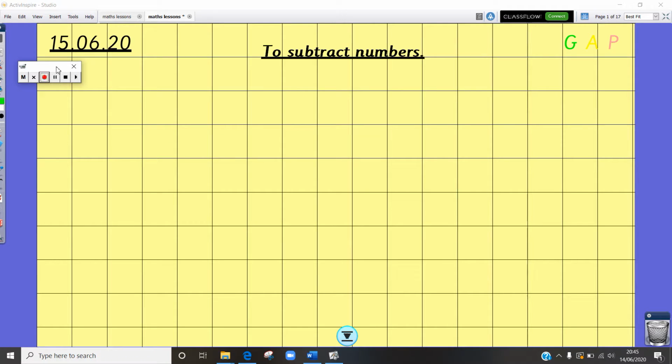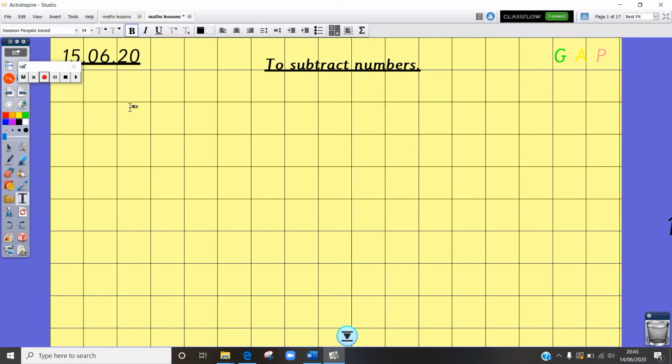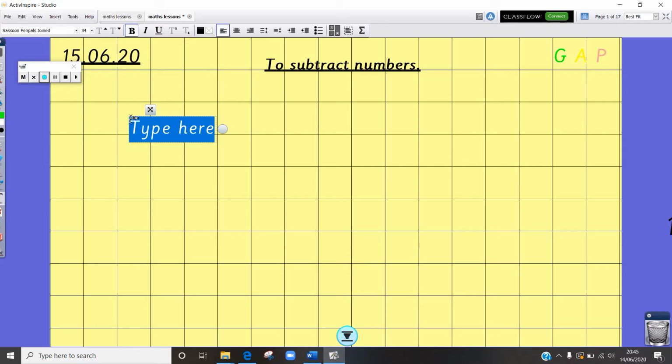So we're going to start our maths lesson today by subtracting some numbers. Now, it's been quite a while since we've done any subtraction, so we're going to talk you through how to do the subtraction to start with, and then we will have a go at carrying out and doing the subtraction yourself later on in the lesson.